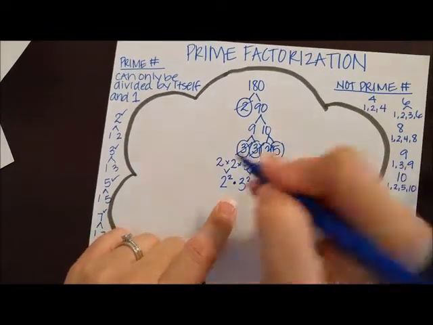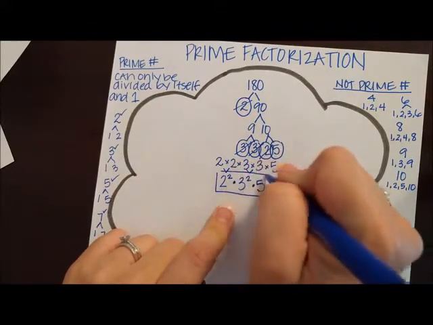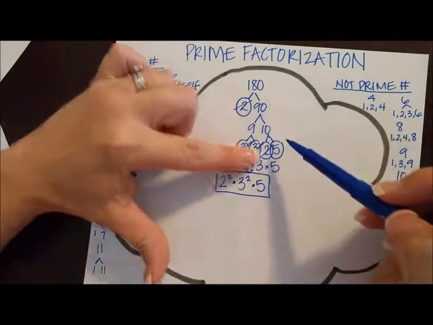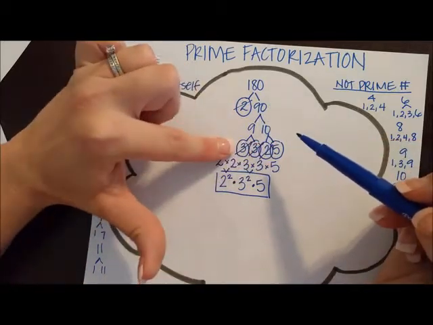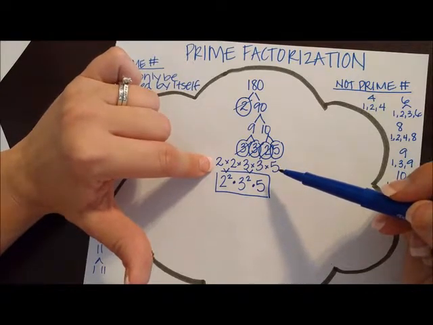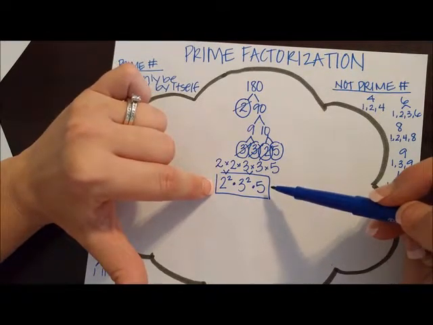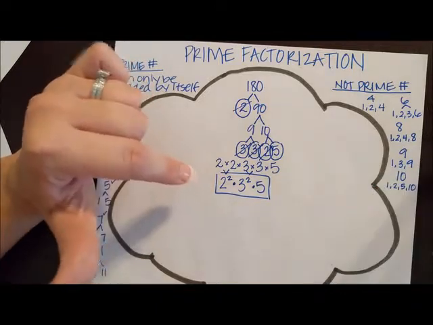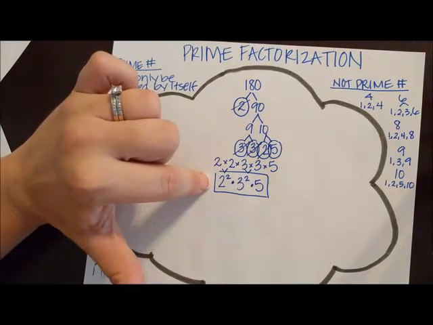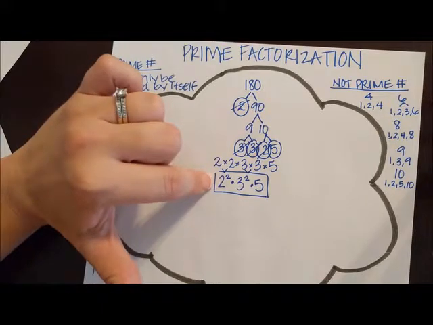So this is the prime factorization of 180. So what I want you to do is make your factor tree. Get down to all prime numbers, all circled numbers. Then I want you to write it in standard notation. Okay. And then exponential notation. Exponential notation will be your answer. This standard notation helps you get to exponential notation, but this is your final answer.